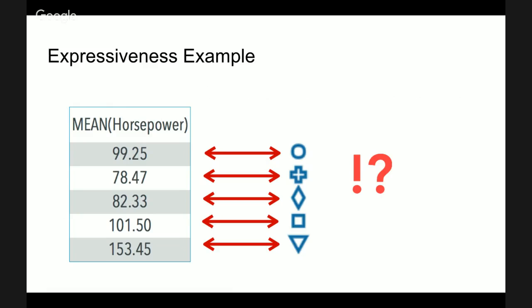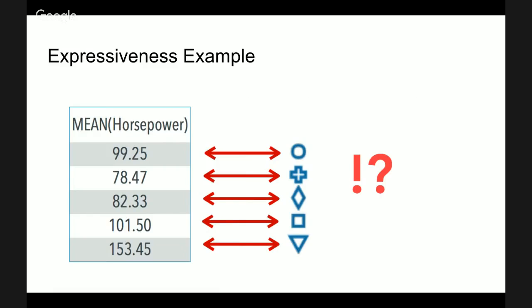Yes, you could make some sense of it, but this data really communicates an order and a magnitude, whereas these shapes only encode that the values are different. But that's not really what we want to show. So we're not very expressive. We have a very misleading visualization here. That should be avoided.